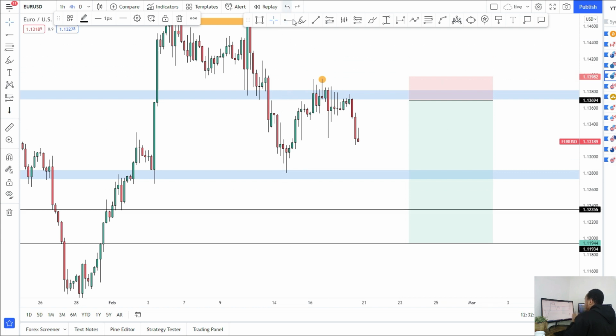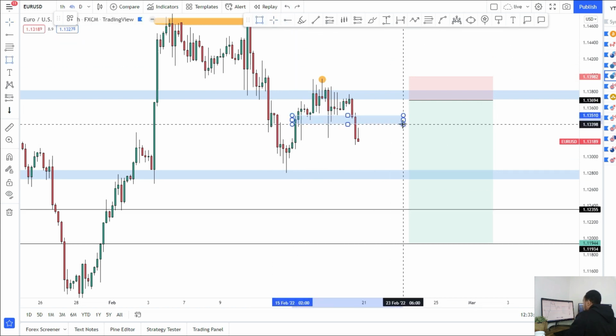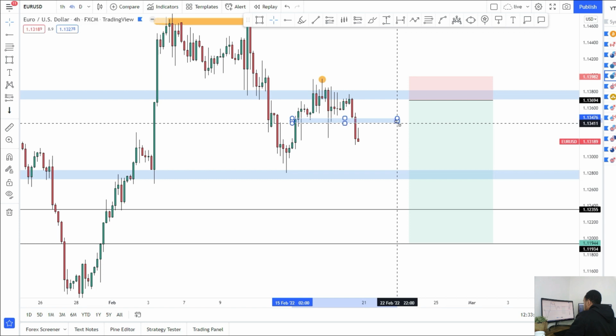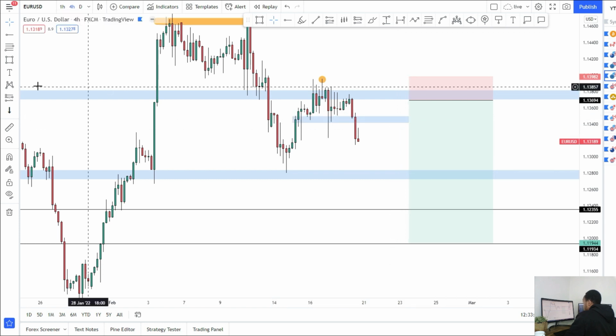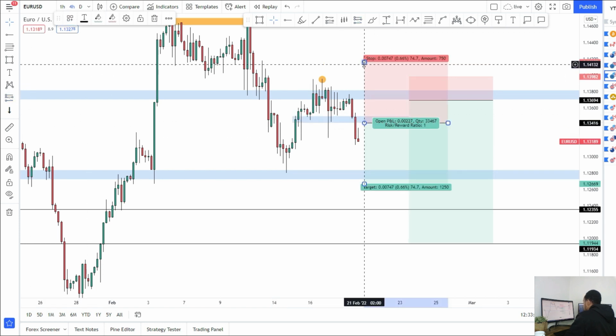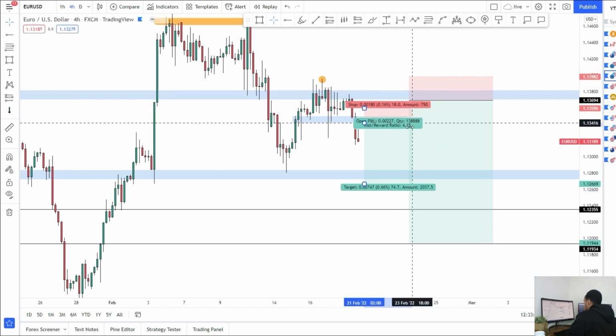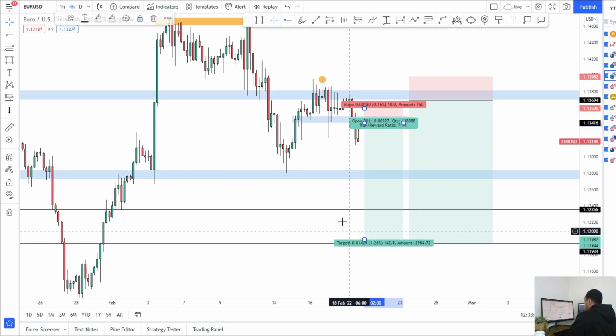But we might not do that. We might climb half the way up back into this support here with those wicks in the 4H. So again, we'll be focusing on shorts from around that area, but predominantly looking at shorts for Euro. And those are my targets for the week.